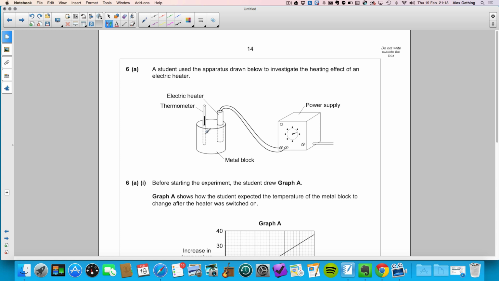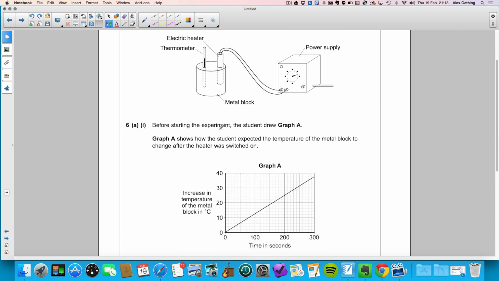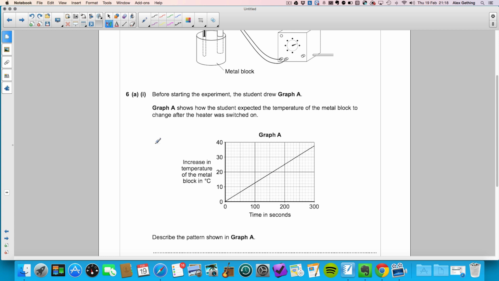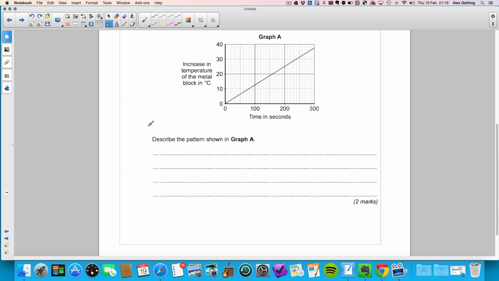Question 6. A student used the apparatus drawn below to investigate the heating effect of an electric heater. So there we've got the heater, there we've got a thermometer inside a metal block with a power supply. Before starting the experiment, the student drew graph A. Graph A shows how the student expected the temperature of the metal block to change after the heater was switched on. So this is what they were expecting. Okay, so there's the increase in temperature and there's the time in seconds, 100, 200, 300. Okay, so describe the pattern shown in graph A, and there are 2 marks for this.